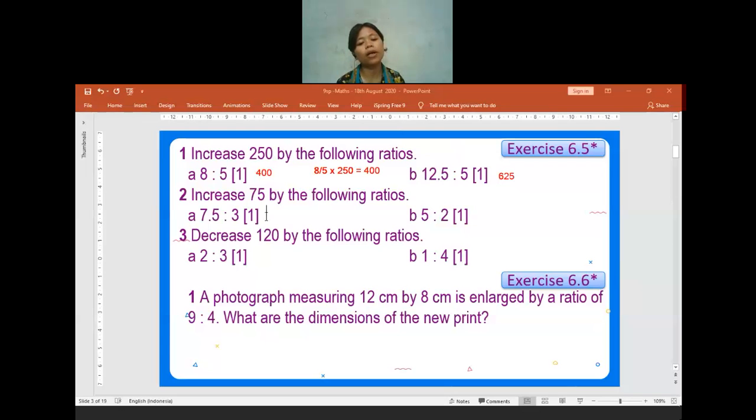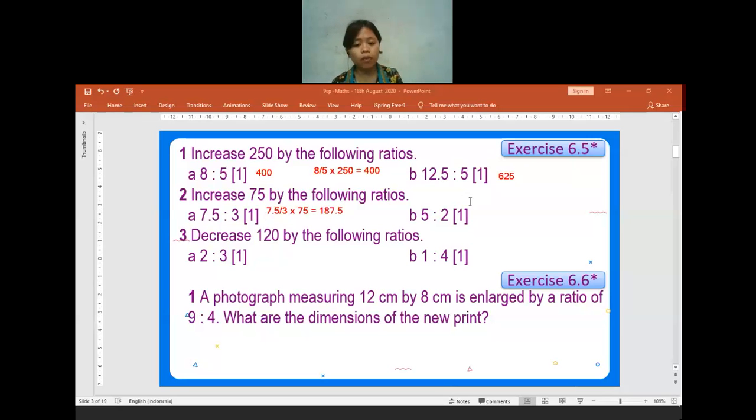Increase 75 by a ratio 7.5 to 3. How do we find it? Anyone else other than Mike? 7.5 over 3 times 75. Okay, how much will it be? 187.5. Okay, is there anyone who gets confused? Or maybe my explanation is confusing, or maybe I made a typo, that's why you got a different answer.